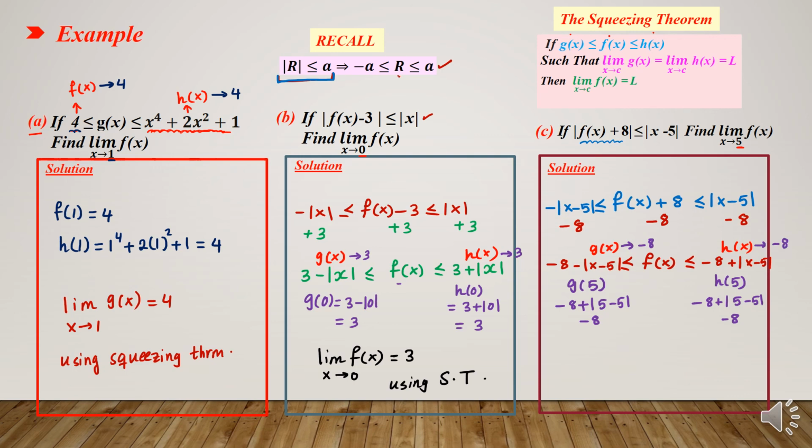Now since f of x is bounded between the two functions g of x and h of x, and using the squeezing theorem, this tells us that the limit of f of x when x goes to 5 equals negative 8 using the squeezing theorem.